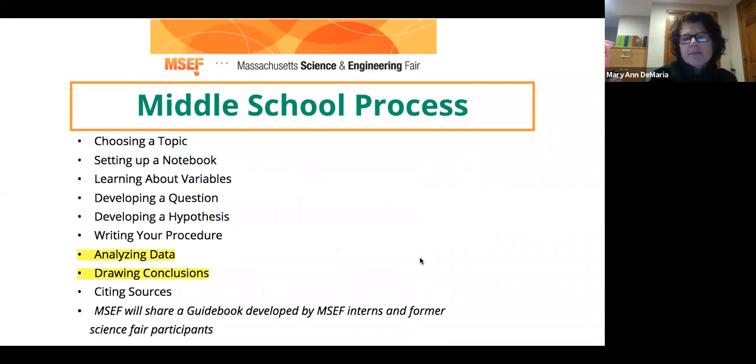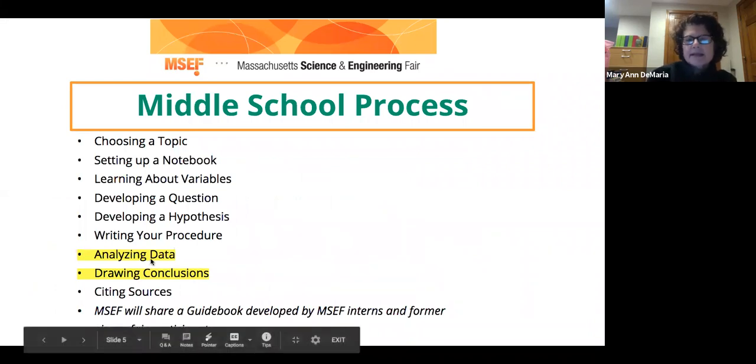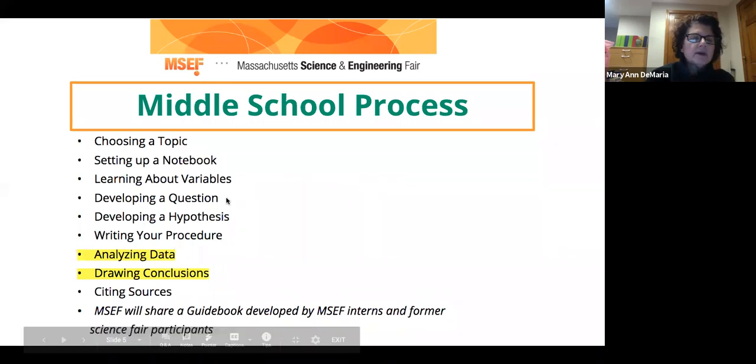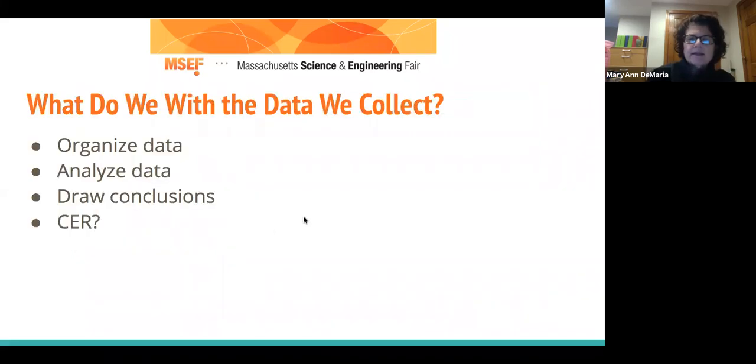So today's workshop is about analyzing data and drawing conclusions. I was lucky to do a workshop a couple of weeks ago where we looked at developing a hypothesis and writing your procedure. This presentation follows directly after that. So what do we do with the data we collect? We have to organize the data, analyze the data, and from that, draw some conclusions. And I put CER with a question mark here.